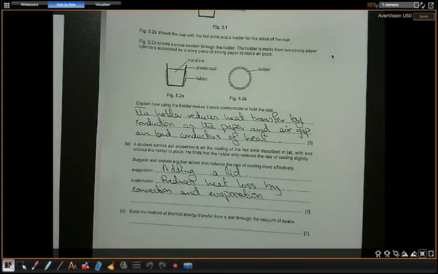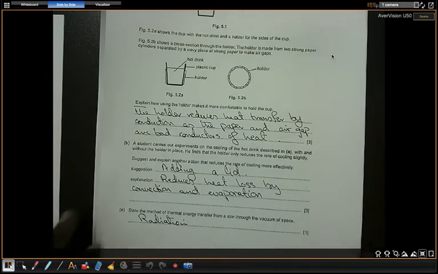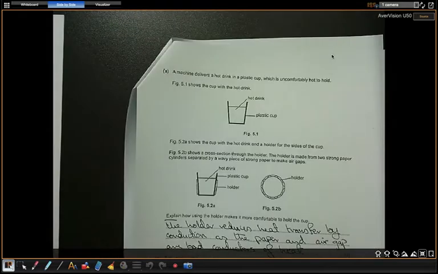Now, state the method of thermal energy transfer from a star through vacuum. Okay, this is like radiation. You can say radiation, you can say infrared radiation, whatever. Okay?